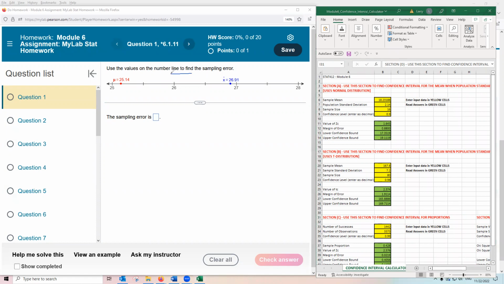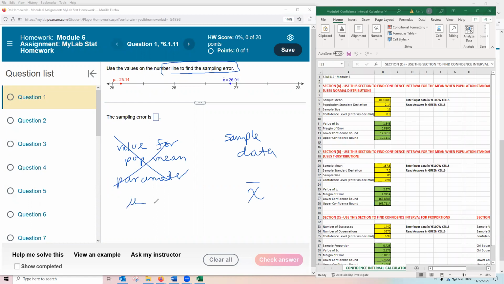It says, what is the sampling error here? Well, what we'd really like to know is a value for a population mean. We call this a parameter. Well, the problem is we usually don't know that because it's very difficult to collect data from an entire population. So instead, we use sample data. And we use the sample mean as a way to estimate the population mean. The sample mean is X bar. The population mean, we use the Greek letter mu.